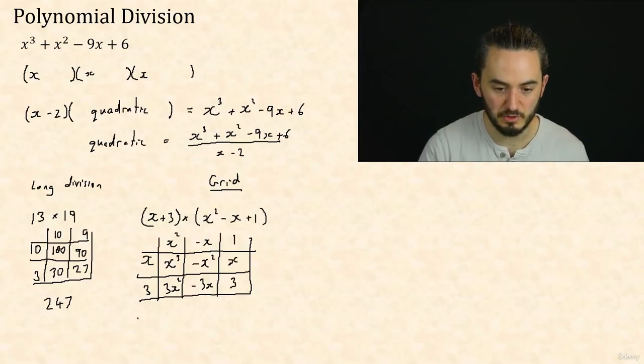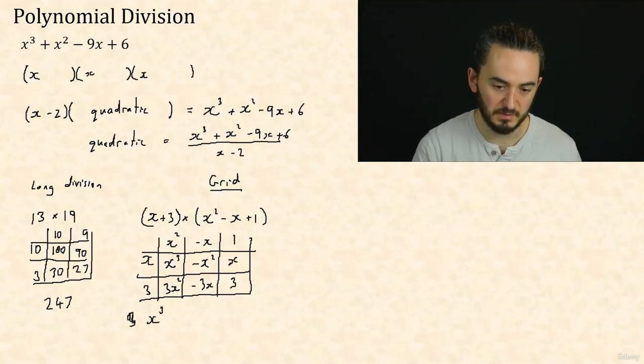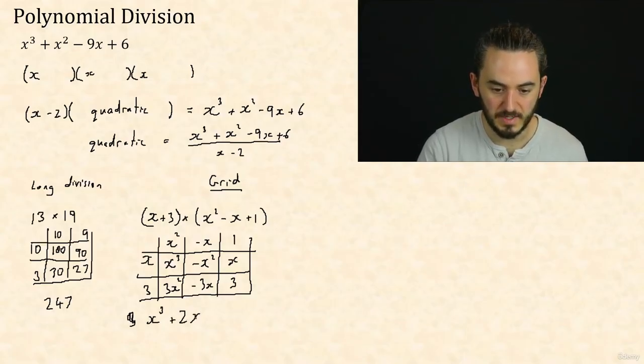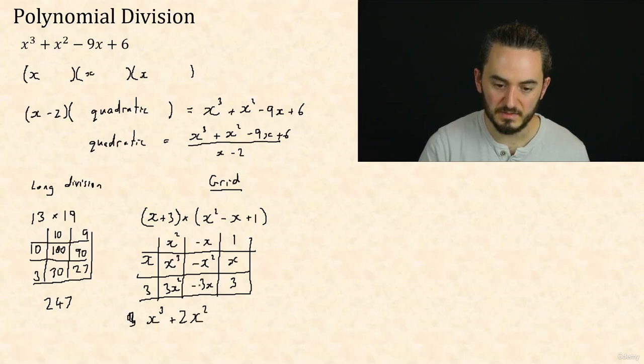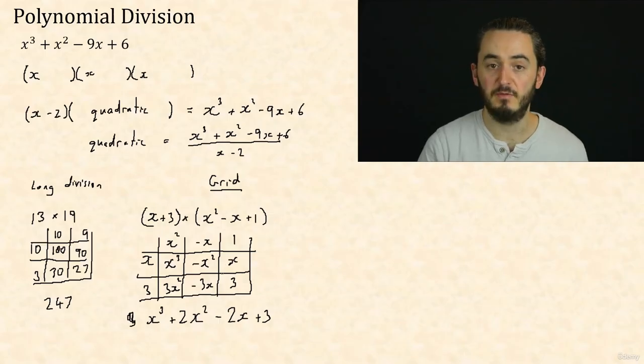So we've got x cubed, and then the x squared, you kind of look along this diagonal. That's going to be a useful thing later on to notice they're on diagonals. So negative x squared plus 3x squared is 2x squared, and x minus 3x is minus 2x, and then there's a 3 at the end here. Okay, so that's a grid method for multiplying.